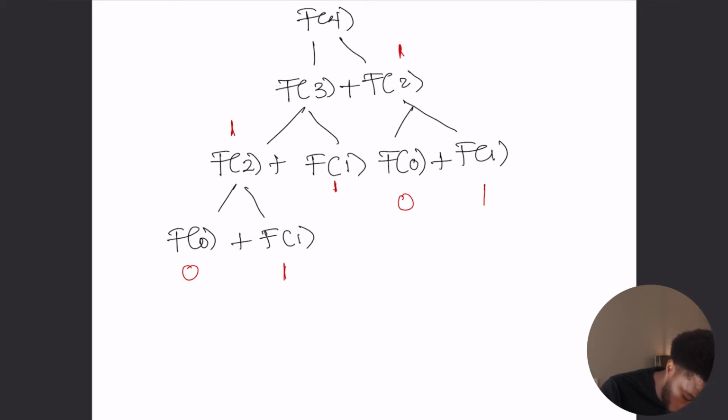So these two would combine to give us the result of f of 3, which is 2. And f of 3 is 2 and f of 2 is 1. Now these two would combine to give us the result of f of 4, which would finally be 3. And that is how we get the final result for the question of f of 4.